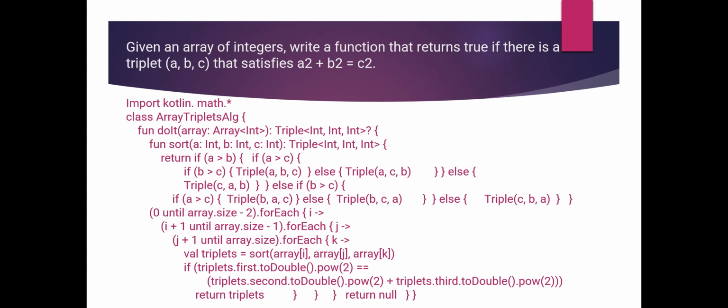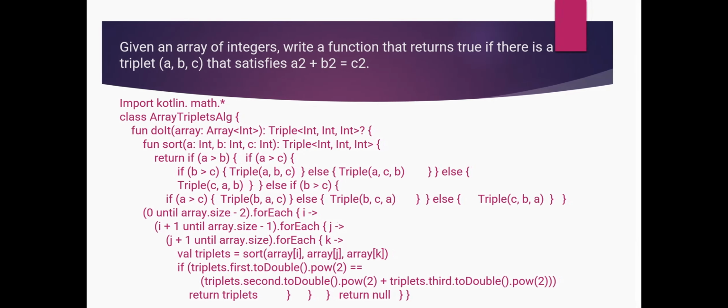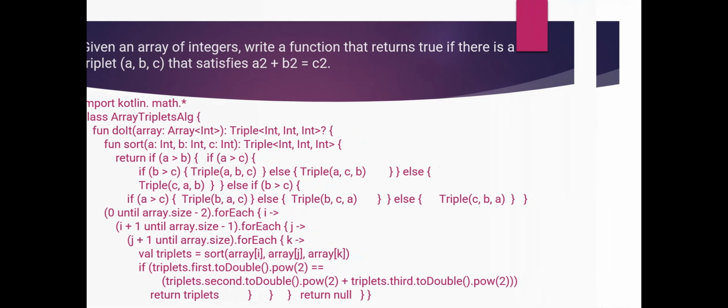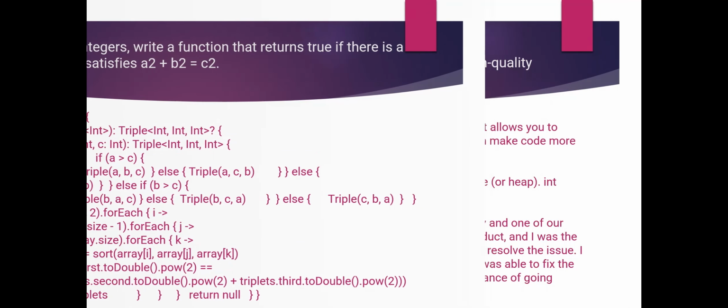0 until array.size, 2. For each i greater than i plus 1 until array.size, 1. For each j greater than j plus 1 until array.size. For each k greater than j plus 1, val triplets equals sort(array[i], array[j], array[k]). If triplets.first.toDouble().pow(2) equals triplets.second.toDouble().pow(2) plus triplets.third.toDouble().pow(2), return triplets. Return null.